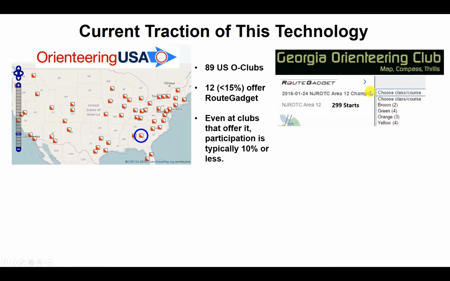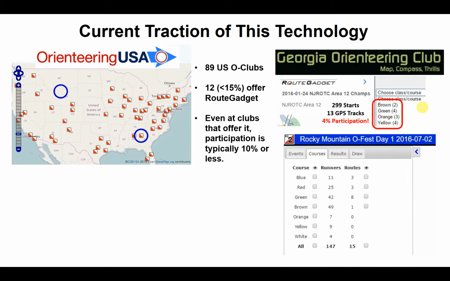They had about 300 starts at that event, and as you can see here, 13 tracks were recorded on GPS loggers for that event and put into RouteGadget. That's 4% participation in the use of GPS logging.